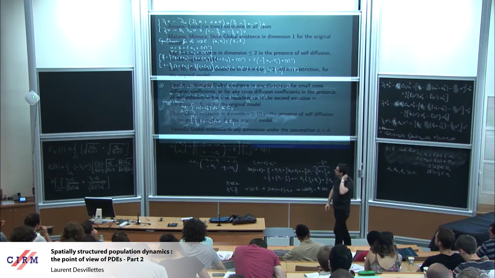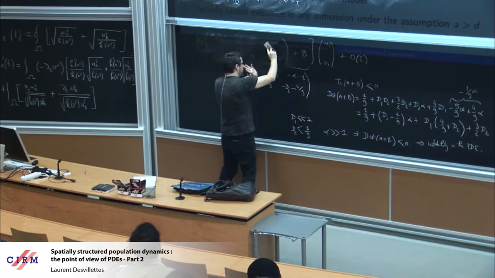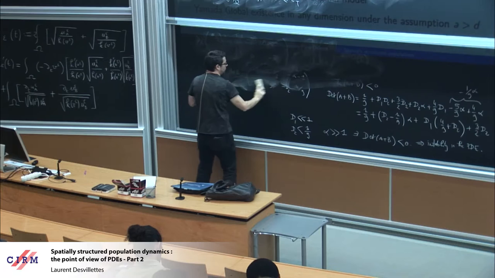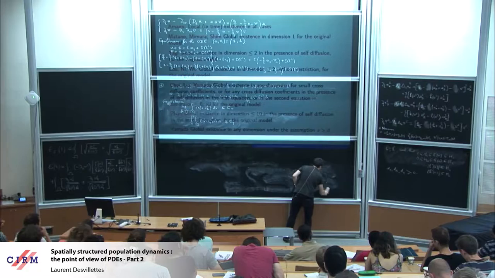So, thanks to this, you immediately get the simple a priori estimates for UA and UB. And they tell you that both UA and UB, since they are positive, or non-negative at least, actually are bounded.